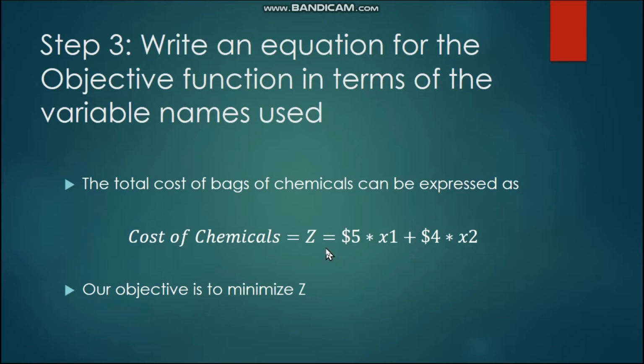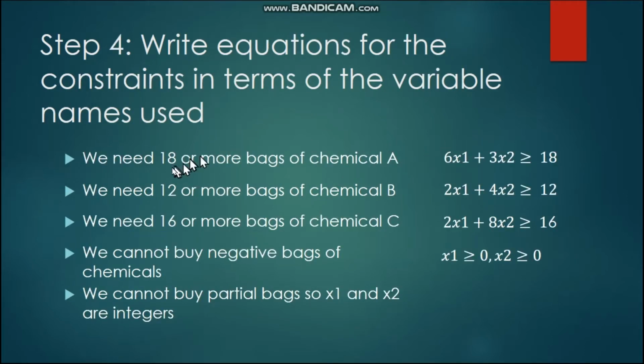0 as the cost sounds like it should be the minimum. However, we have constraints that we must obey, and those constraints tell us we must have at least 18 units of chemical A, and we must have at least 12 units of chemical B and 16 units of chemical C. So what we must do is write those statements as mathematical formulae. In this case, 6 times X1 represents the number of units of chemical A we get from manufacturer 1, and 3 times X2 is the number of units of chemical A we get from manufacturer 2. And those must be greater than or equal to 18.